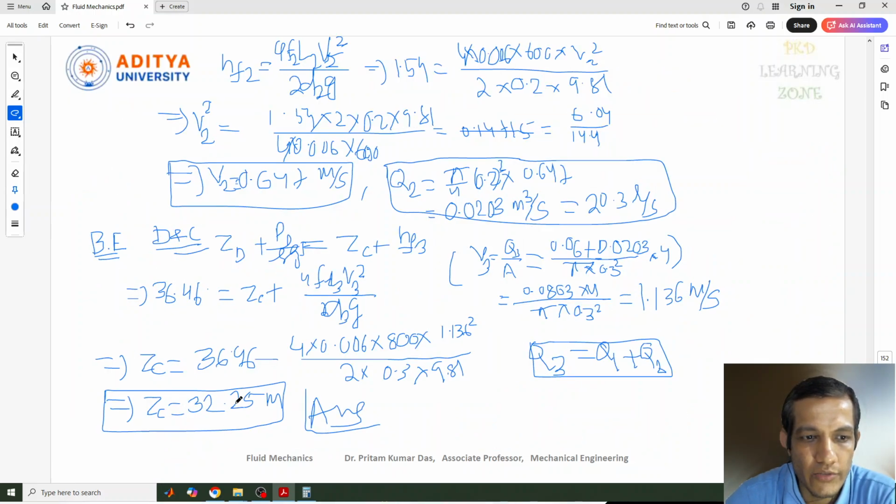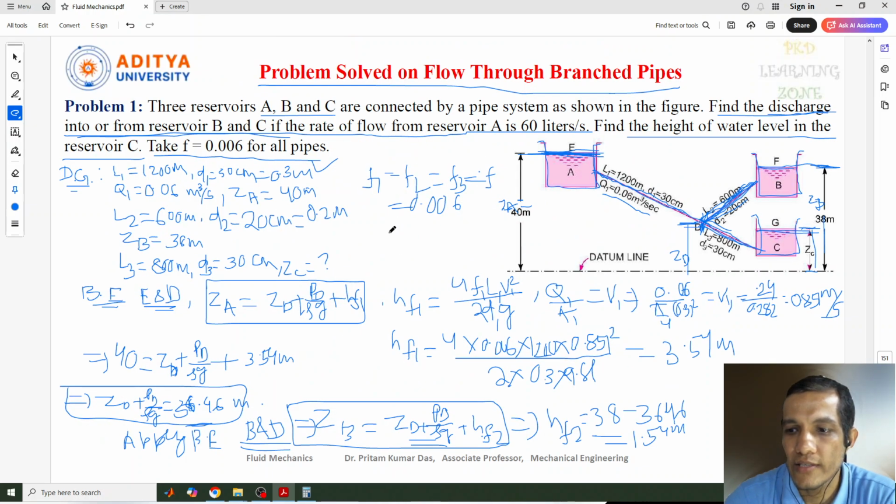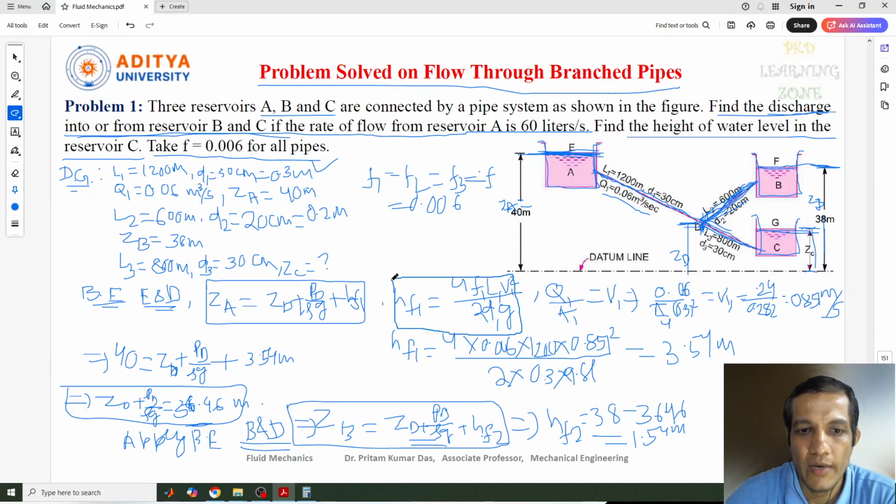So finally we got ZC equal to this, and the remaining discharges also we have calculated. I hope you understand how to solve this problem. It is a little bit critical, since a number of things need to be solved, and these questions will be asked as long questions in the exam, like 10 marks questions.